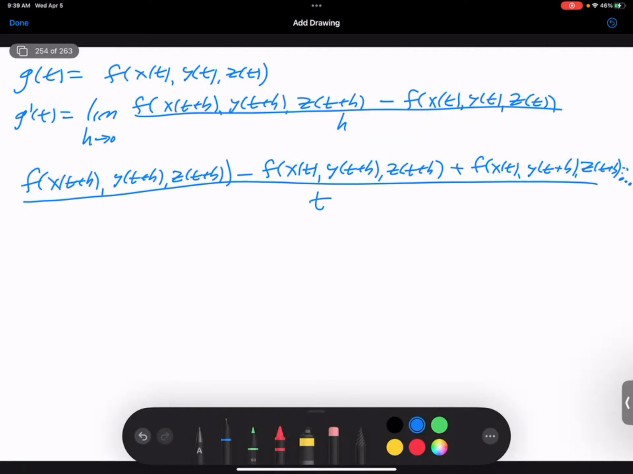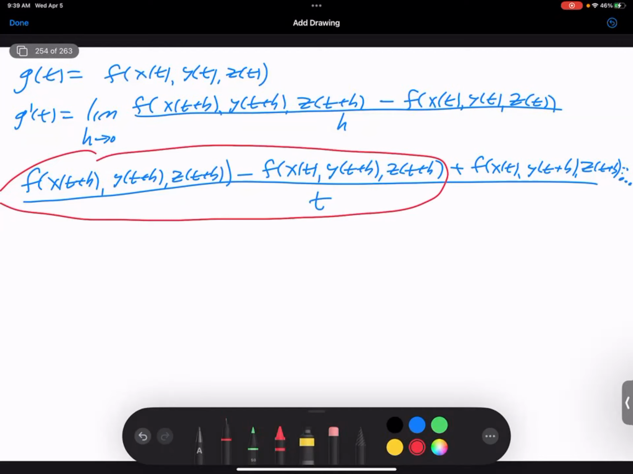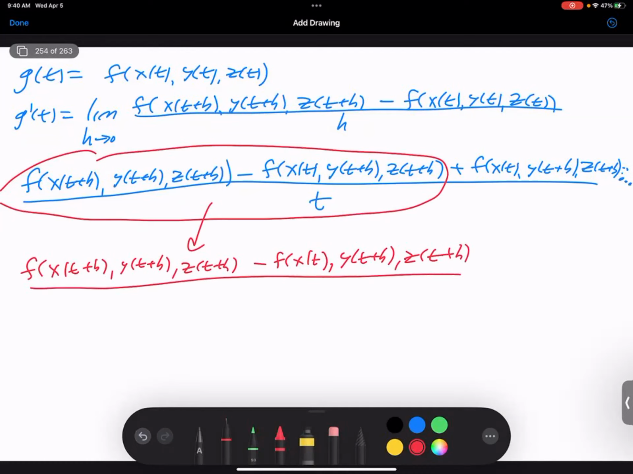Notice now that for the first two terms, they have the same y component. They have the same z component. Only the x component has changed. So if I look at just the first two terms, that's going to look like, say, f of x of t plus h, y of t plus h, z of t plus h, minus f of x of t, y of t plus h, z of t plus h, over, sorry, this should be h not t.